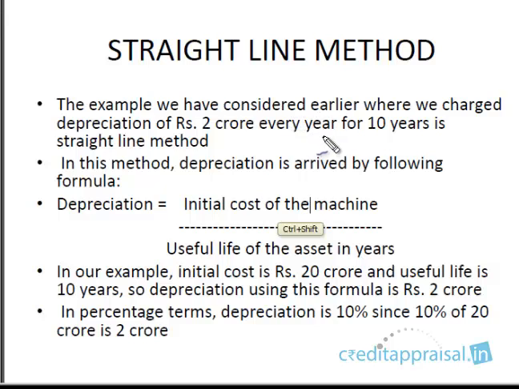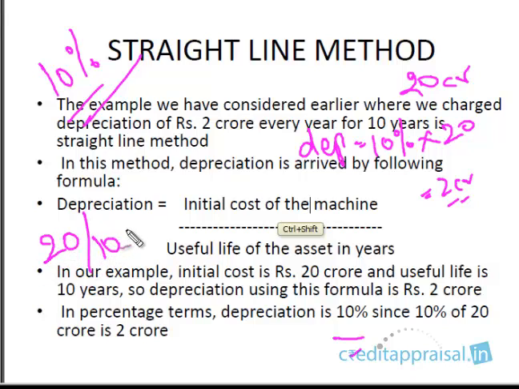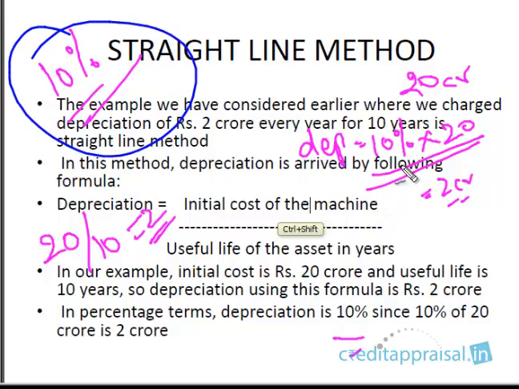In practice, straight line method is indicated by some percentage. Say for example, depreciation is 10%. It means if the cost of the machine is 20 crores, and the depreciation is 10%, it means 10% of 20, that is 2 crores. This is exactly what we arrived at earlier, when we said the cost of the machine is 20 crores and is going to be spread across 10 years. Usually in practice we speak of depreciation in terms of percentage. So when we say the rate of depreciation is 10%, it means 10% of the cost of the machine, and whatever value is arrived at will be the depreciation amount.